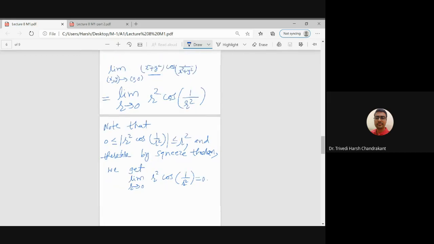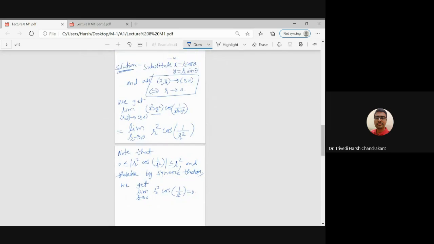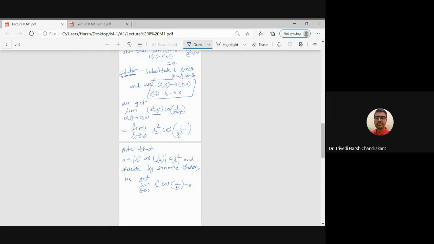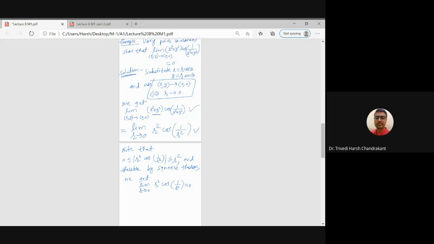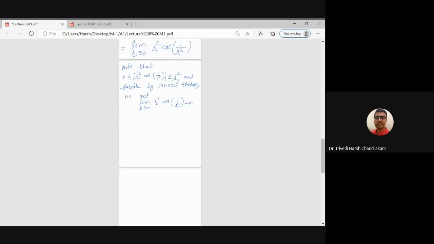So we proved that this last limit equals 0, but that is nothing but this limit, right? We just converted into polar coordinates. So therefore the original limit also equals 0, right? So therefore if you want, I can write down the final answer.